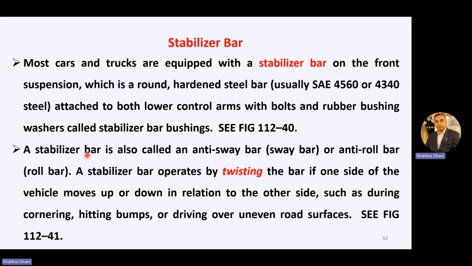So basically, the stabilization bar is also called an anti-sway bar or anti-roll bar. A stabilization bar operates by twisting the bar if one side of the vehicle moves up or down in relation to the other side, such as during cornering, hitting bumps, or driving over uneven road surfaces.